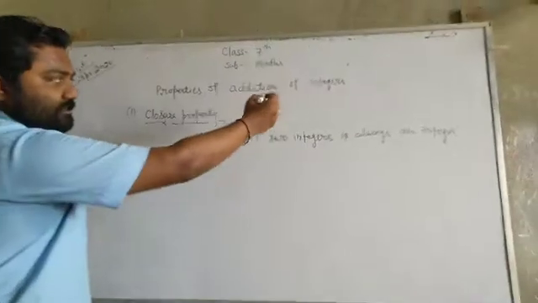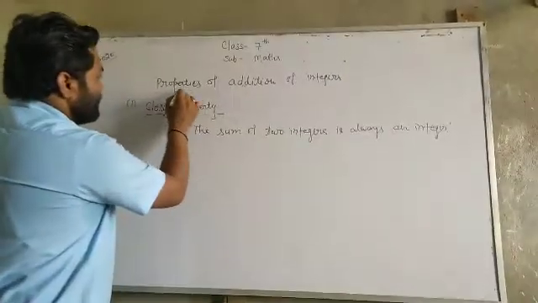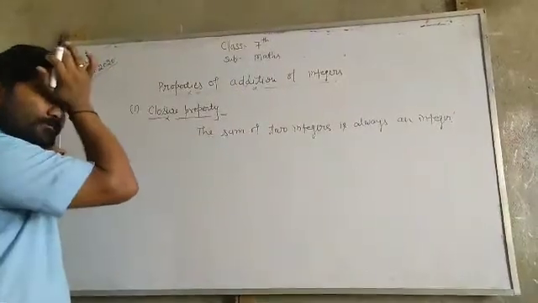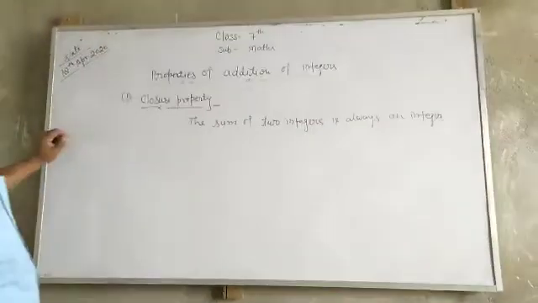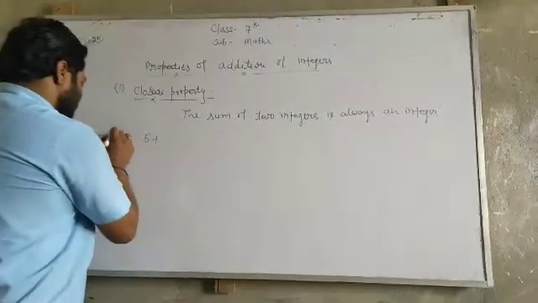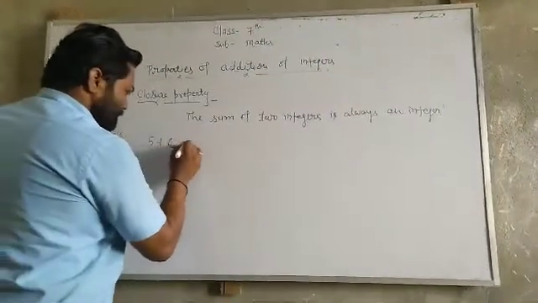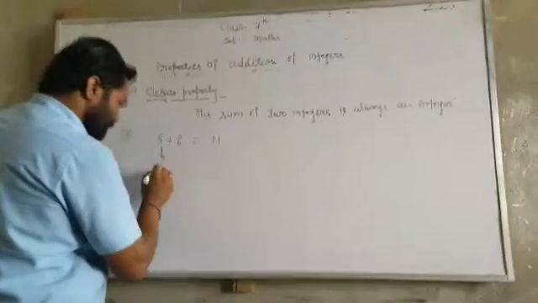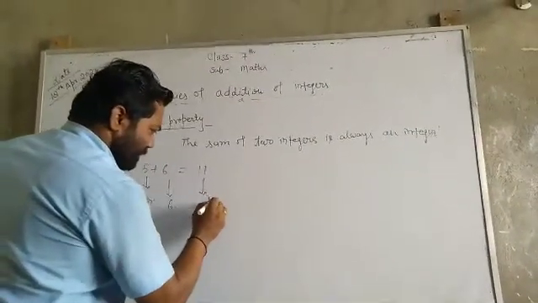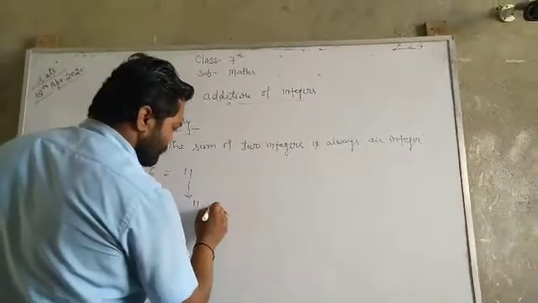Properties of addition of integers. First, closure property means the sum of two integers is always an integer. Means 5 plus 6 is equal to 11. 5 is an integer, 6 is an integer, then 11 is also an integer.